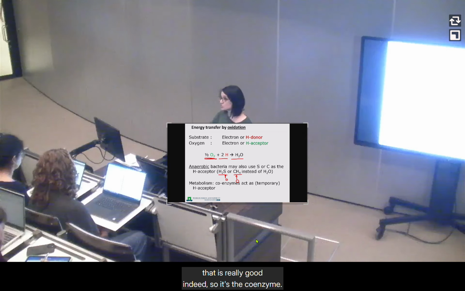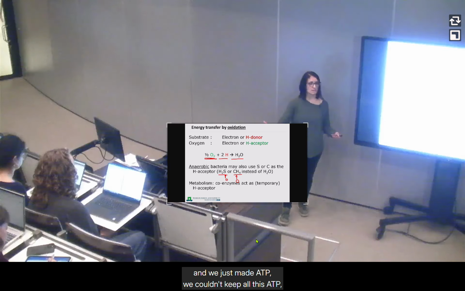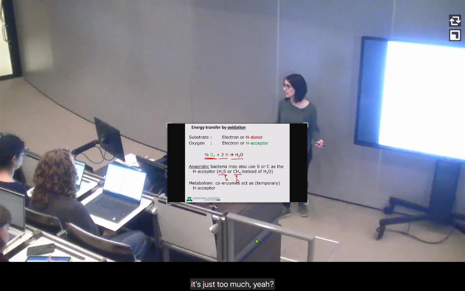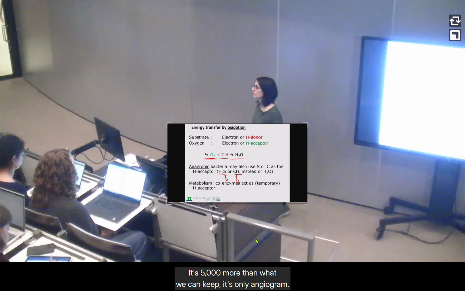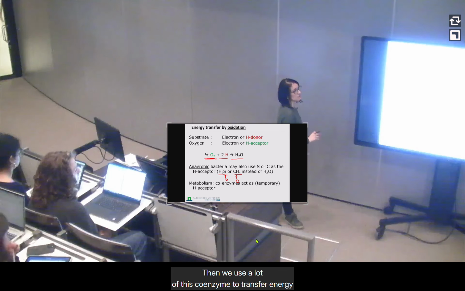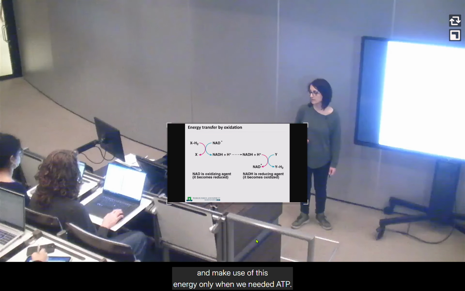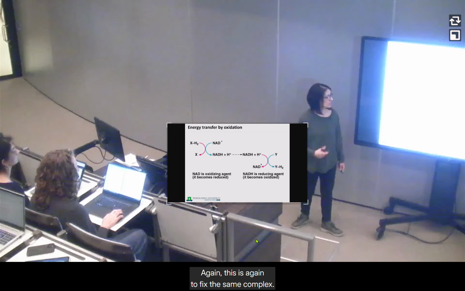So in the metabolism, what we have that is really good indeed is the coenzyme. Like I told you, otherwise, if we burn the glucose and we just made ATP, we couldn't keep all this ATP. It's just too much. Yeah? It's 5,000 times more than what we can keep. It's only 100 grams. Then we use a lot of these coenzymes to transfer energy and make use of this energy only when we need ATP.